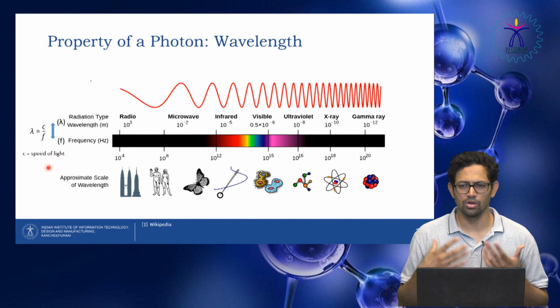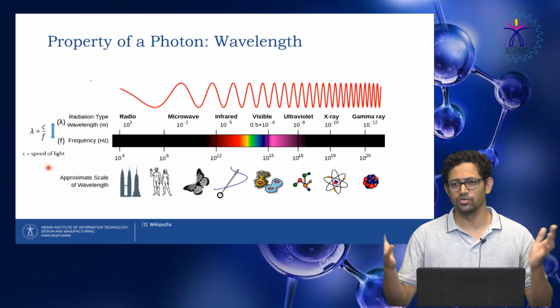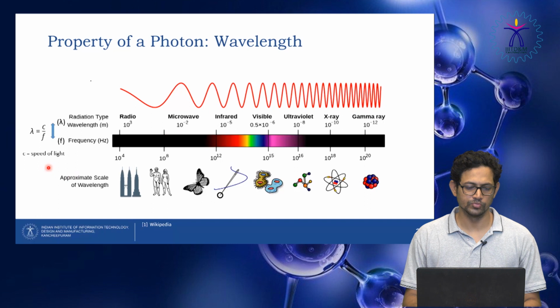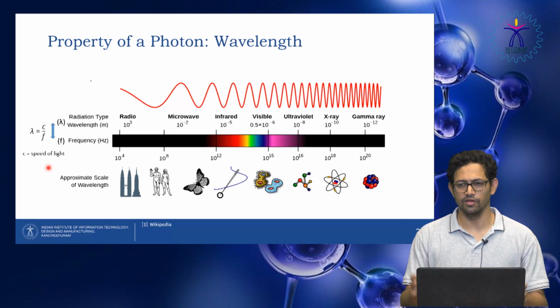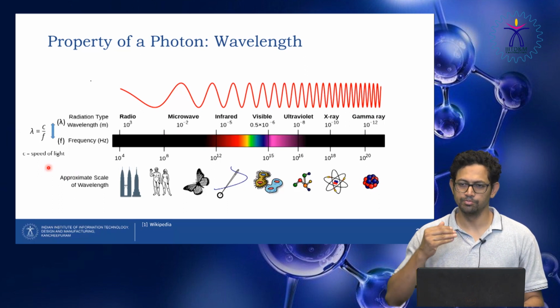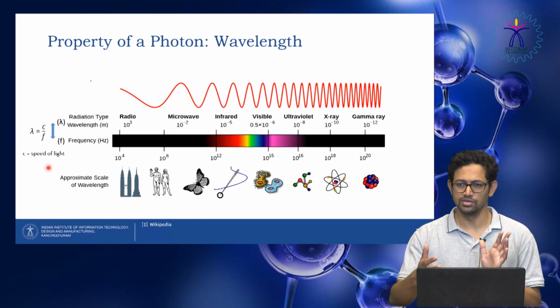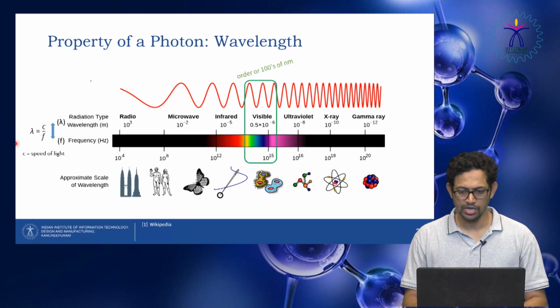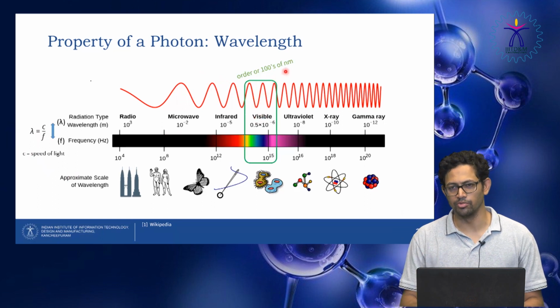In this course, when we talk about electromagnetic waves, we will always talk about wavelength. So it's very important to understand this parameter of light, that is wavelength: the spatial distance between two peaks. Most of the time we actually work with the visible range, on the order of a few hundreds of nanometers, specifically from 400 nanometers to around 700 nanometers.